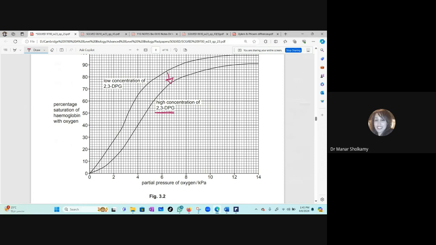More affinity or less affinity? Less affinity. Yes, more affinity. Yes, it's going down, less affinity.